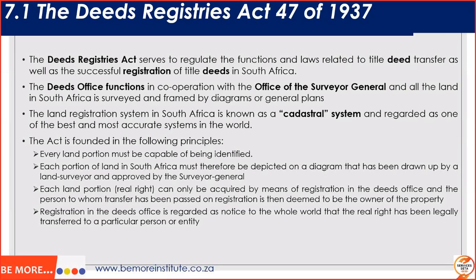The principle around this act is to ensure that every land portion can be identified. Each portion of land in South Africa must be available on the diagram that has been drawn out by the land surveyor and approved by the Surveyor General. Each land portion can be acquired by means of registration in the deeds office, and the person to whom transfer has been passed on registration is then deemed to be the owner of the property. Registration in the deeds office is regarded as notice to the whole world that the real right has been legally transferred to a particular person or an entity.